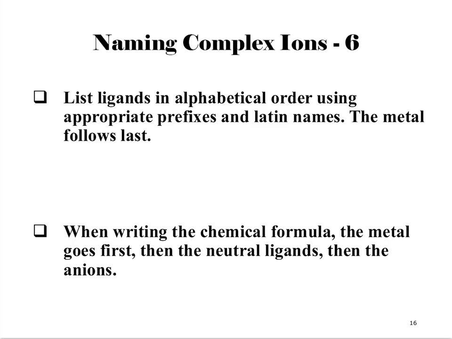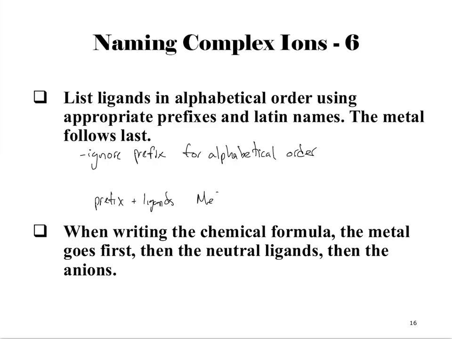Basically, the way we name them is we list the ligands in alphabetical order using prefixes, but we ignore the prefix for alphabetical order. And then we just follow that with the metal, right? So we have prefix plus ligands followed by the metal. This is the general formula for how we name these things. So did I have an example?